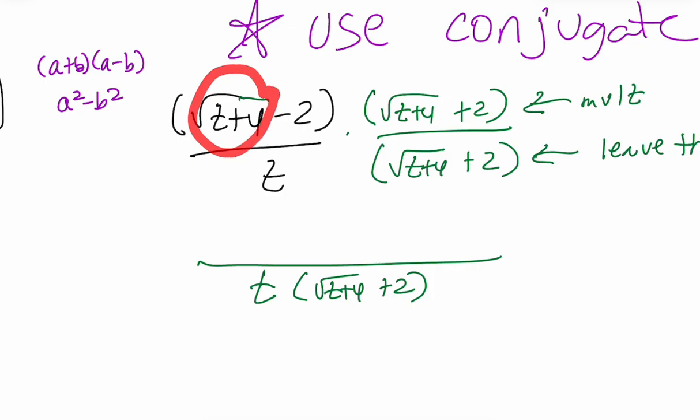So this is our a. We get to square it. What's going to happen to the square root? Poof, pops off. This is our b. We're going to square it. What happens? It's just a number. Square it. Don't overthink it. Okay, so if we square that first piece, it's going to pop off. We're going to get t plus 4.